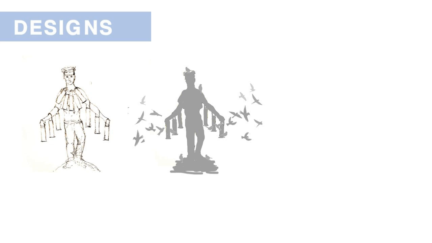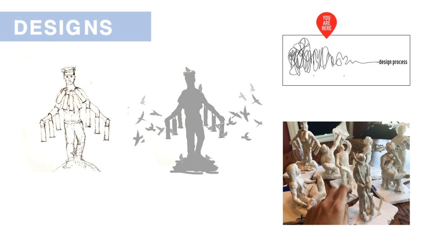And then I started working with the silhouette and thinking about what it would look like if I added birds. And when I did, I really liked how this was looking. And so this was when I started really locking down on this particular concept. And so I took this concept and I started working out the form in clay so that I could experiment with some different lighting.